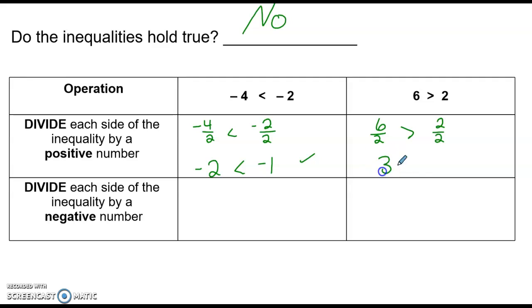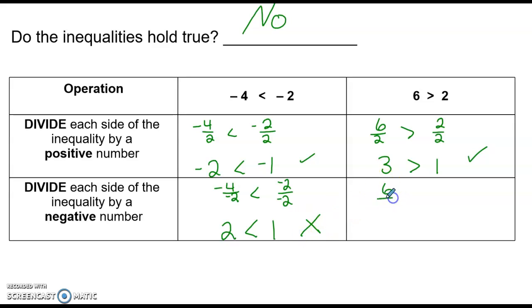Let's divide 6 by 2 and 2 by 2 to see what happens. 6 divided by 2 is 3. 2 divided by 2 is 1. That also is okay because 3 is greater than 1. Let's divide now both of them by a -2 to see what happens. -4 divided by -2 is +2. -2 divided by -2 is +1. 2 is not less than 1. That one is not correct.